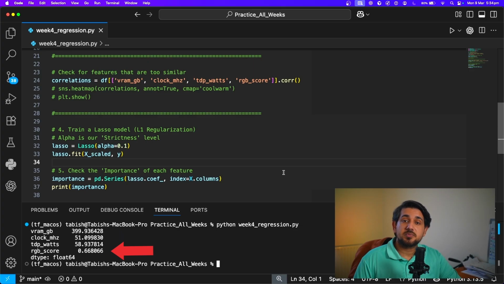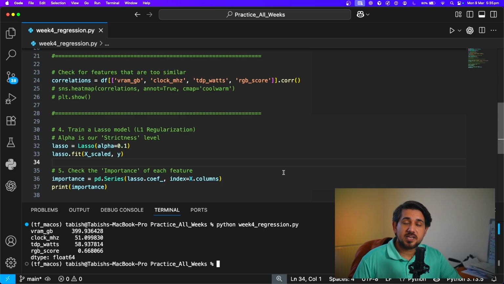Now check out RGB score. It's only 0.67. That's tiny compared to the others. In other words, RGB lighting barely affects price at all. Marketing hype? Yep, that's what it is. You can imagine each coefficient as a weight. VRAM is carrying the heavy bag. TDP and clock speed are moderate, and RGB barely lifting a feather. That's why we called it the marketing fluff filter. Lasso literally tells us which features are fluff and which actually matter.